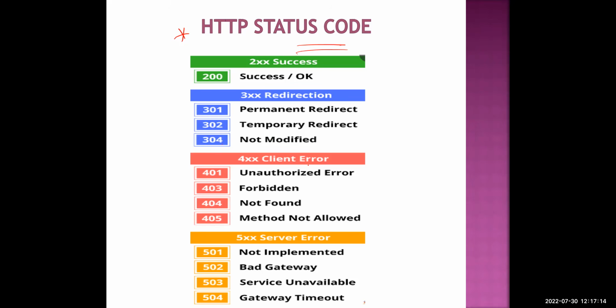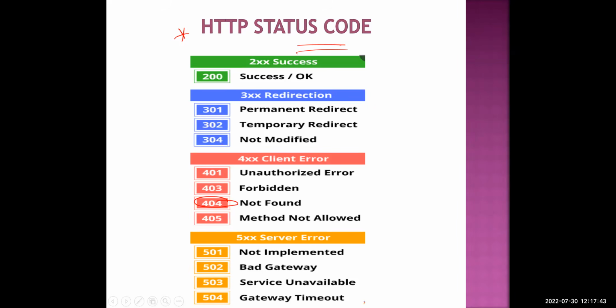The 400 family is a client error. Mostly you are aware of this, right? 404 not found, page not found, right? Sometimes you will get an unauthorized error, forbidden error, method not allowed error. So just remember. And the 500 family is a kind of server error. Anything related to server issues like bad gateway, not implemented, service unavailable, server down, whatever it is, you will get it through this 500 family. So these status codes you need to remember.